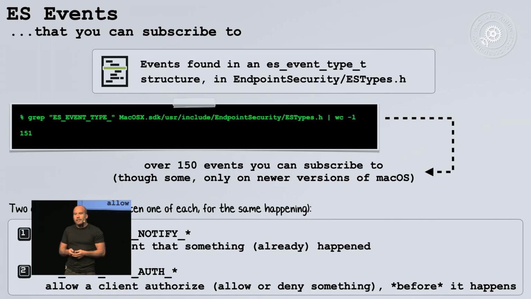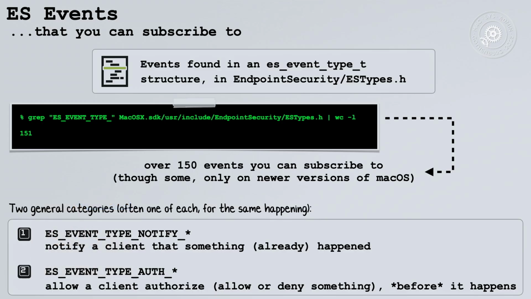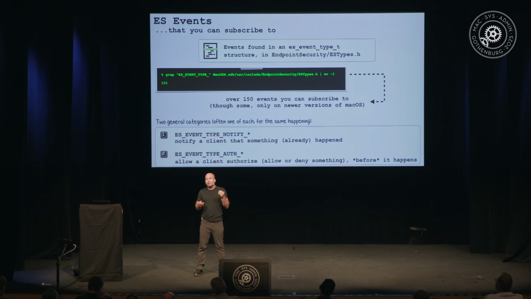So what are the events that you can subscribe to? If you look at the header file, there is a large structure with about 150 of them. And Apple is continually adding more, especially in new versions of macOS. There are two main categories, and we'll talk about both of these, but the first are notification events. These are events that happen after the fact. So we just mentioned perhaps creating a simple process monitor. If we do that and register for the notify exec event, anytime a new process is started, like I just mentioned, endpoint security will deliver an event to us.